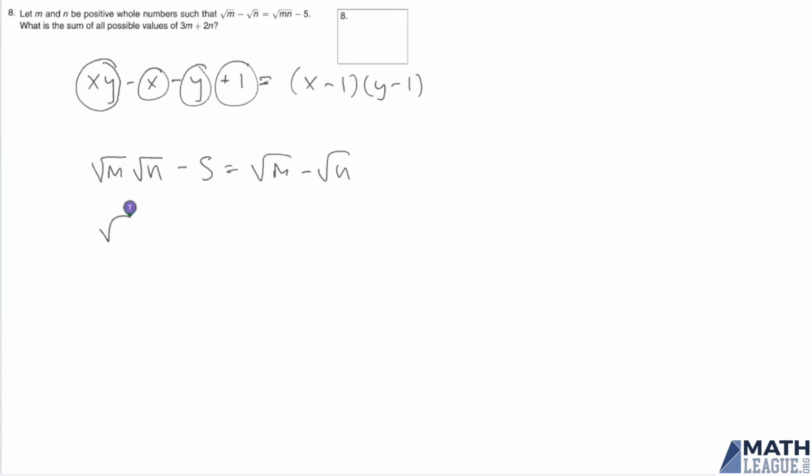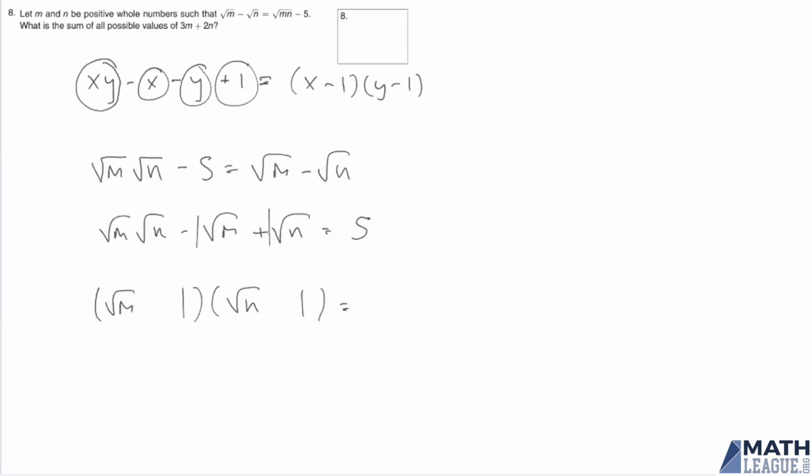So we'll subtract, move everything to one side. We'll factor as so, but then we have to adjust the constant. We see that we want to factor this into root m plus or minus some constant times root n plus or minus some constant. We need 1 here because the coefficients of these root m's and root n's are 1.